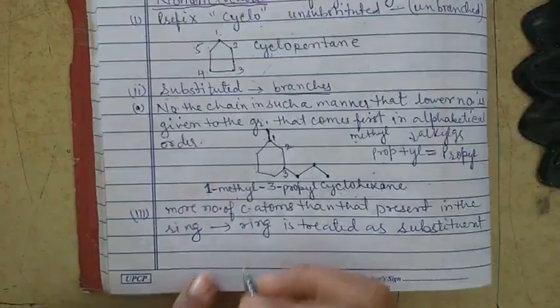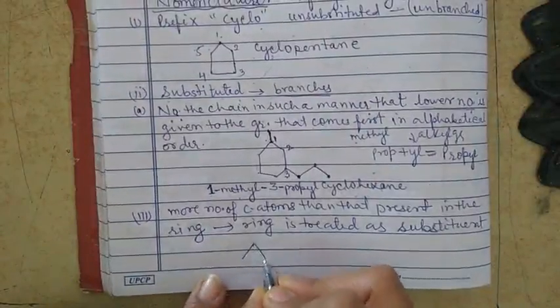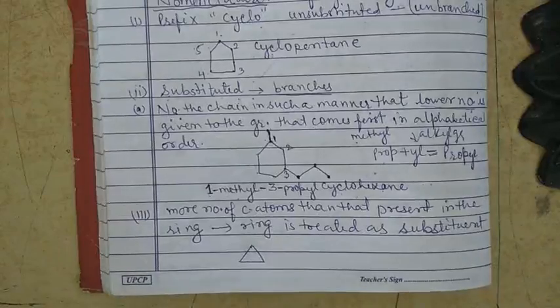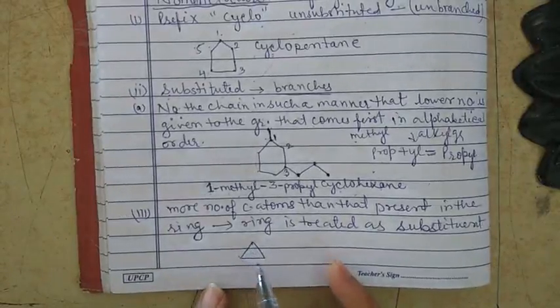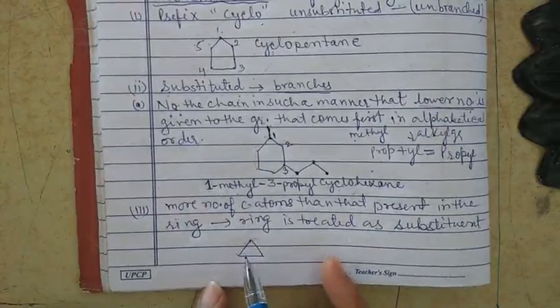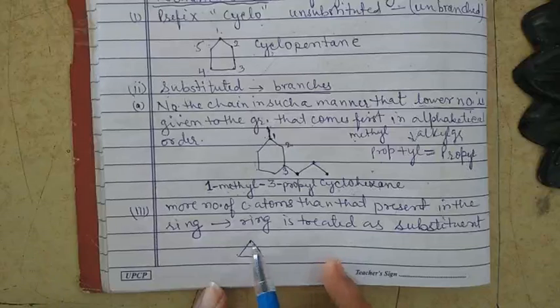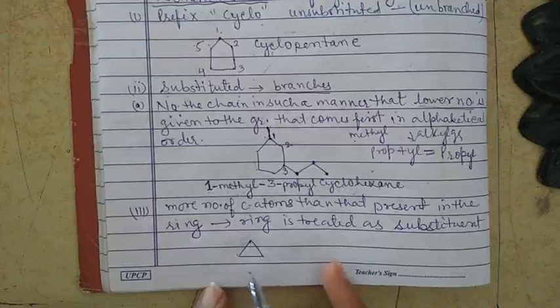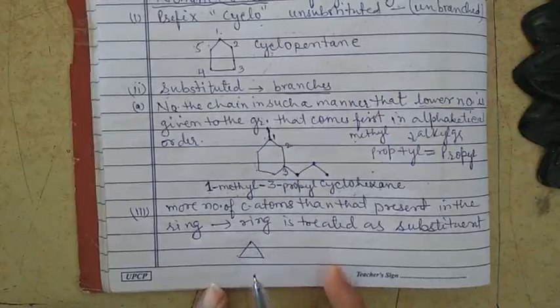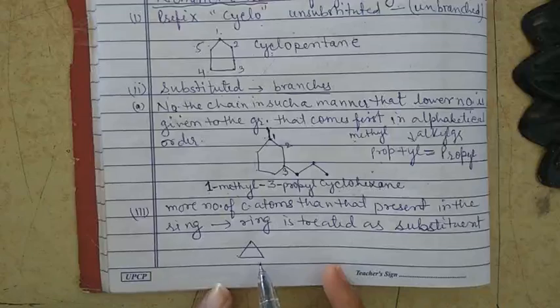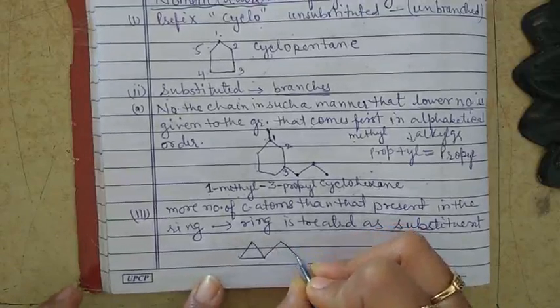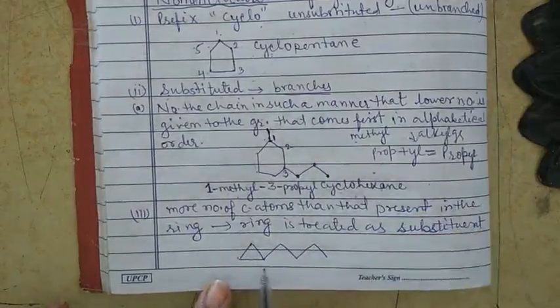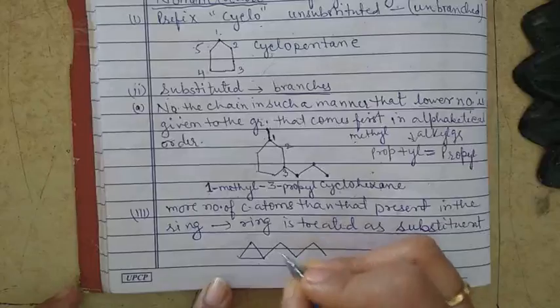Now let us take an example. For example, we have such a type of structure. Now how many carbon atoms are here? 1, 2, 3. So 3 carbon atoms, it means propane. 3 carbon atoms stand for propane, and this is a cyclic structure. So this one is cyclopropane. This is the structure for cyclopropane.